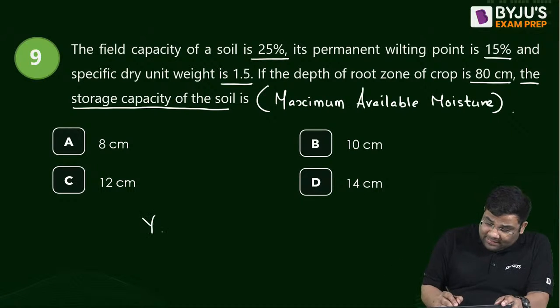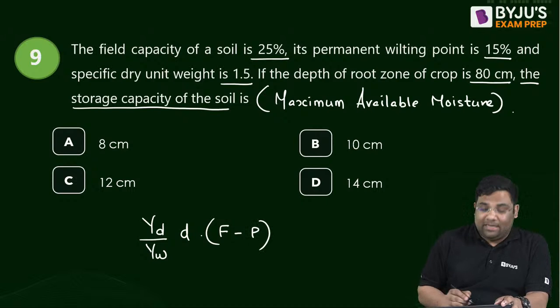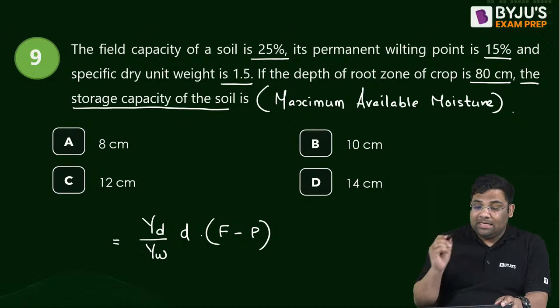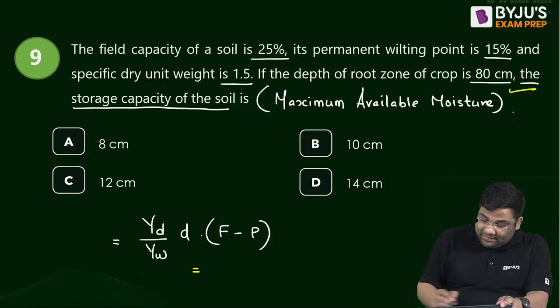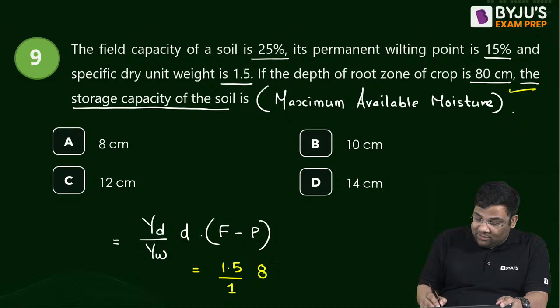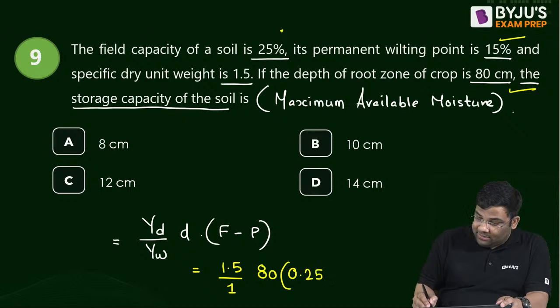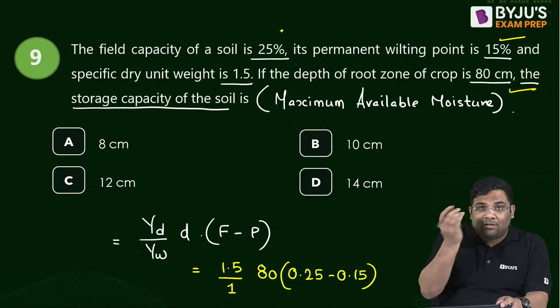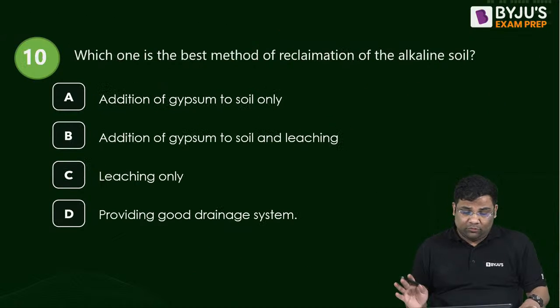What's the formula? It is gamma D by gamma W, then the depth of root zone into the field capacity minus the permanent wilting point. Now we have to find the available moisture or storage capacity in centimeter, so we'll put the D in centimeter. Gamma D is 1.5, gamma W will be 1 if we are taking gram per cc, and D is 80 centimeters. These capacities we should put in decimal, so 0.25 minus 0.15. Don't put in the percentage value, otherwise you will get the wrong answer. So it is 0.1. Then 8 into 1.5 is how much? It's 12 centimeter. Very good solving.